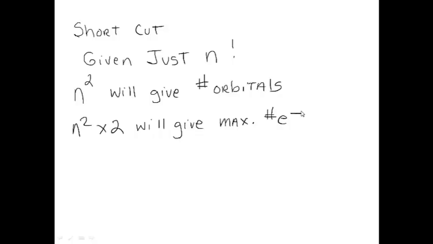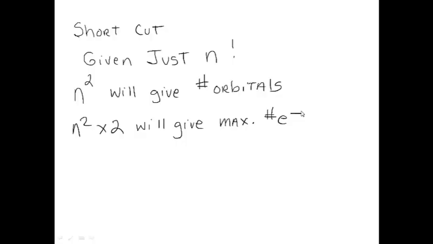All right, there's a shortcut, and it only works if you're just given n. If they give you any L of any kind or any m sub L information, this shortcut will not work. It only works if you're given just n. N squared will give you the total number of orbitals in that energy level. N squared times 2 will give you the maximum number of electrons. Now when we get into electron configuration, don't forget, you'll have that number of orbitals, but they aren't always necessarily filled. There isn't always going to be a maximum number of electrons in those orbitals.